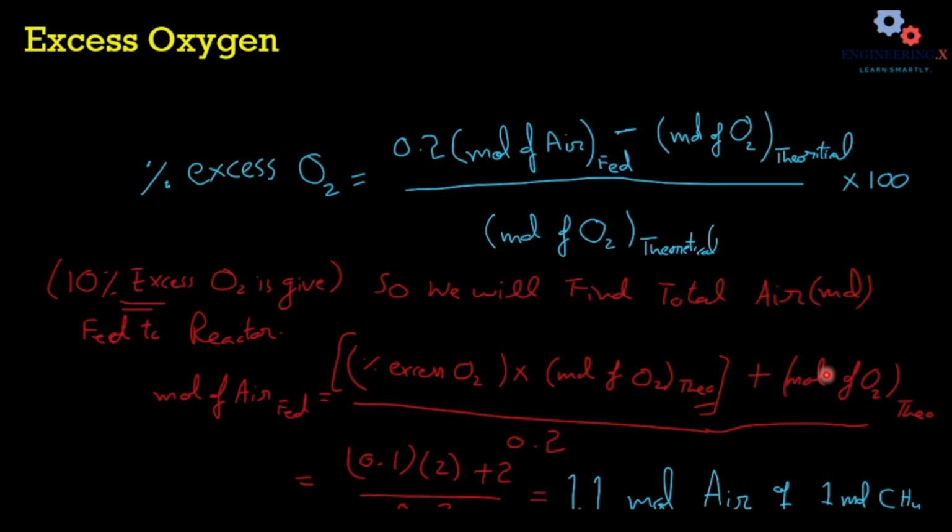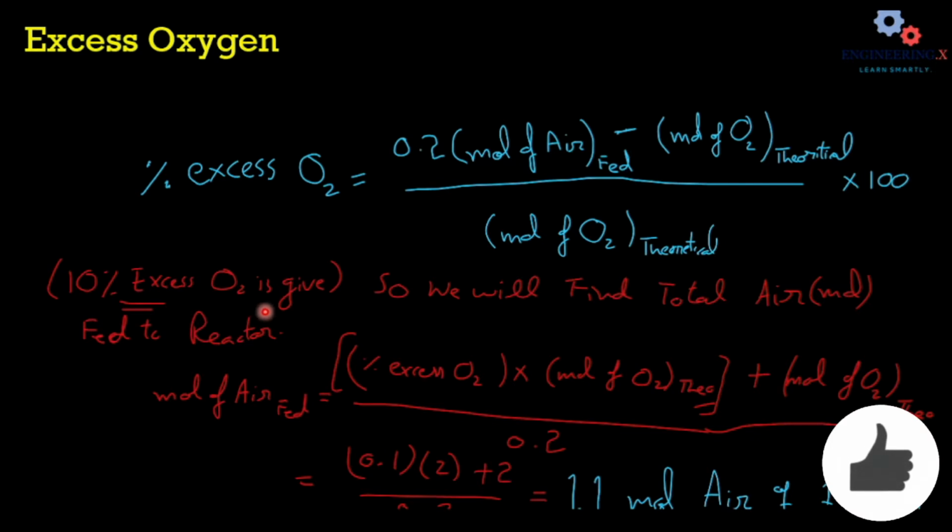There is another thing, the excess oxygen. So the 10% excess oxygen is given. So how can we include this information with the air flow rate? So this is the simple formula for the excess oxygen, that is equal to the mole fraction of oxygen in the air multiplied by the mole of air in the feed minus the mole of oxygen theoretically required, that is the 2 mole, and divided by the theoretical mole of oxygen. We have to divide it.